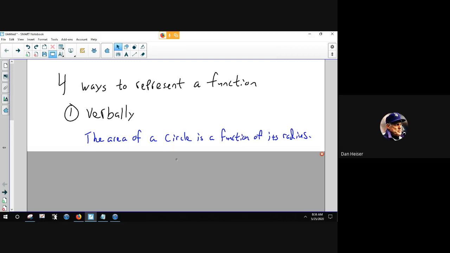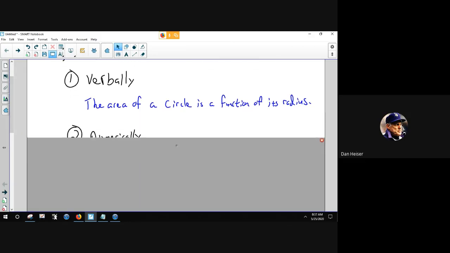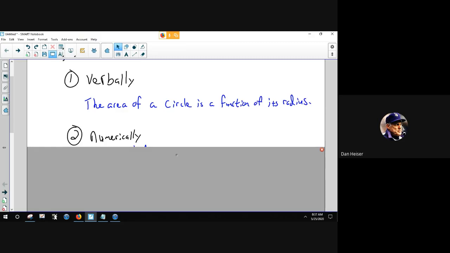We could also say something like the function of a parabola. Parabola is simply a function of some number squared, and so on and so on. Second way we can express functions is numerically. By numerically, we mean we can create a table of values that will show the function.